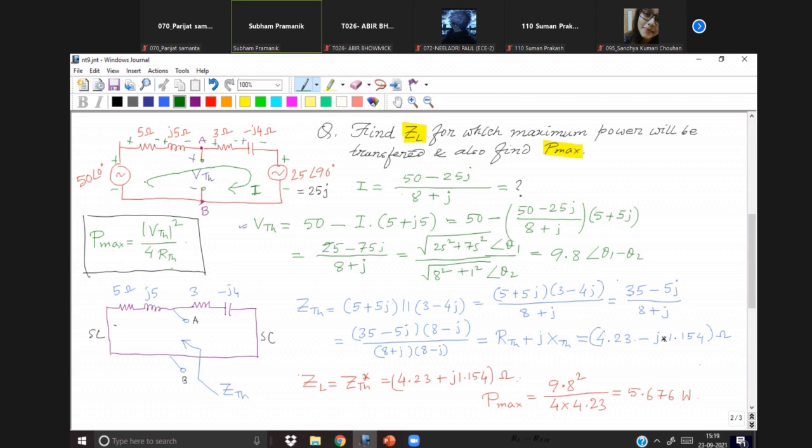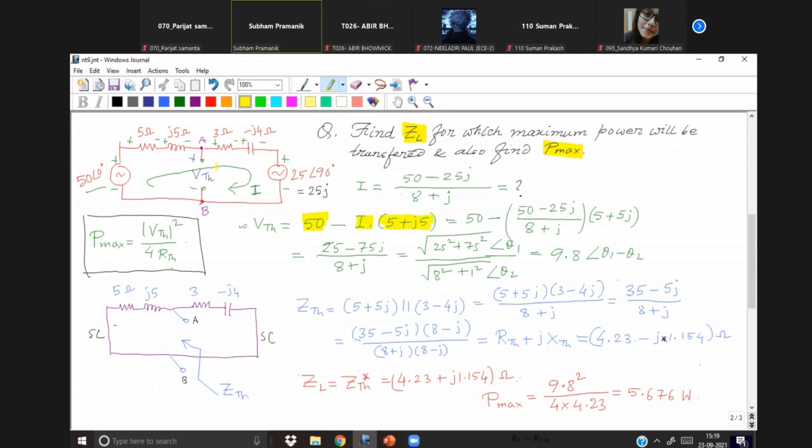If you apply KVL here for the left side of the AB terminal, then it will be 50 minus the voltage across 5 plus J5. Am I right? It is the voltage 50 volt minus the voltage across this part, 5 plus J5. So I multiplied by 5 plus J5.